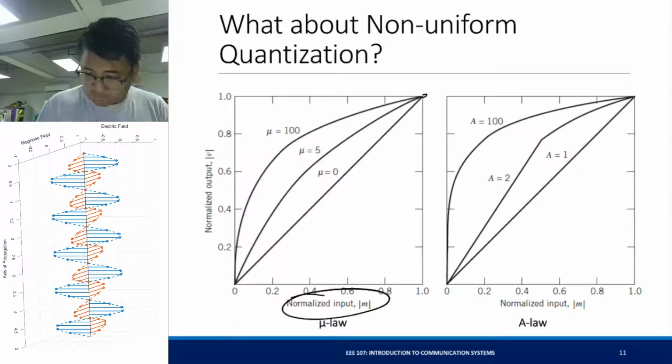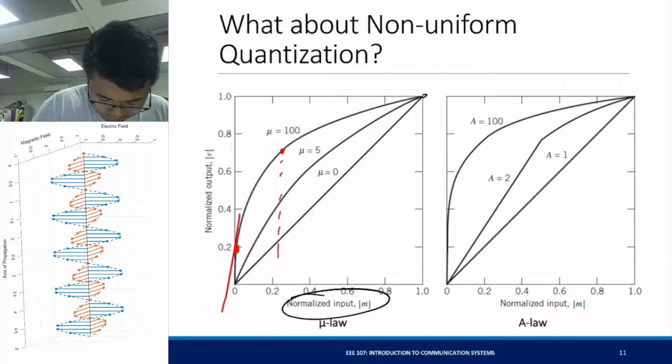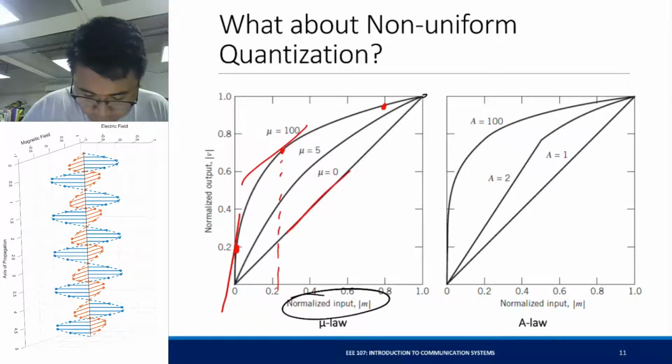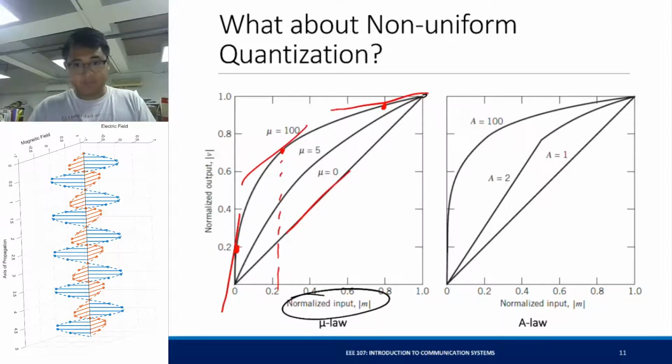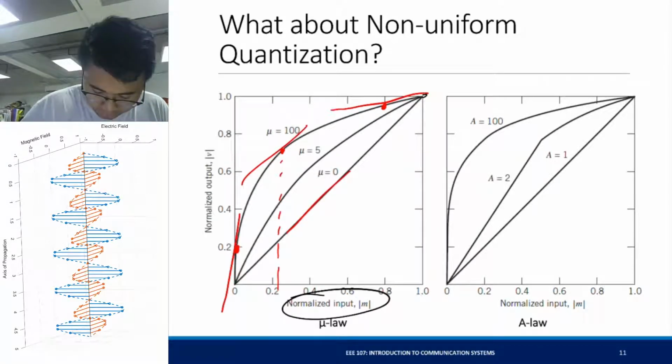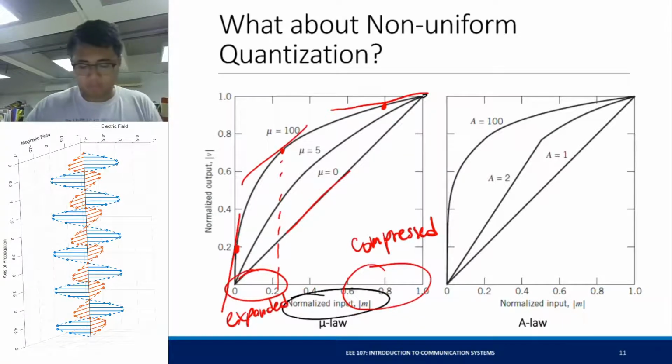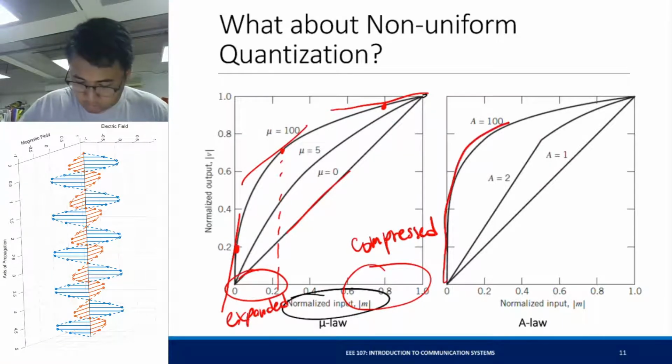The gain of the signal is dependent on its signal level. The gain here will be defined by this slope, which is very large. The gain here will be defined by this slope, which is approximately equal to this. And the gain here will be defined by this slope, which is very small. So the larger signals here will be compressed. The smaller signals here will be expanded. That's why we call the process companding. And this is also true using the A law.